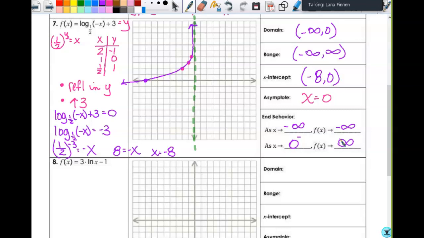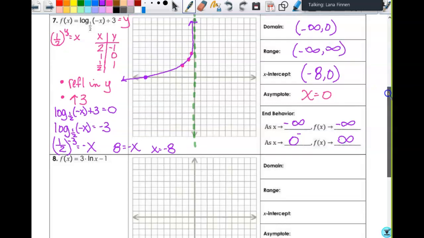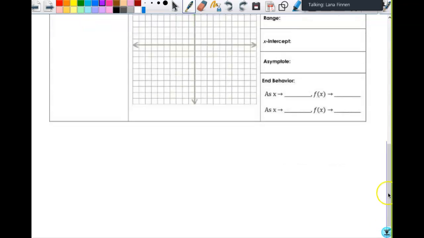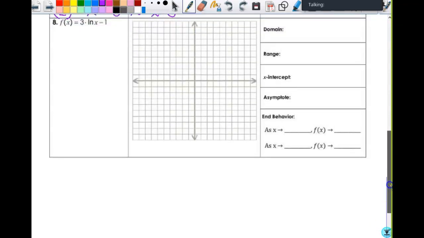Alrighty, then let's do one last one. A natural log. Okay, so I don't have anything I need to factor out of the x or anything, so I can just go ahead and rewrite the parent function. If this is a natural log, what is the base of the log? Natural log has a base of what? e, yeah. So this is going to be e to the y power equals x.